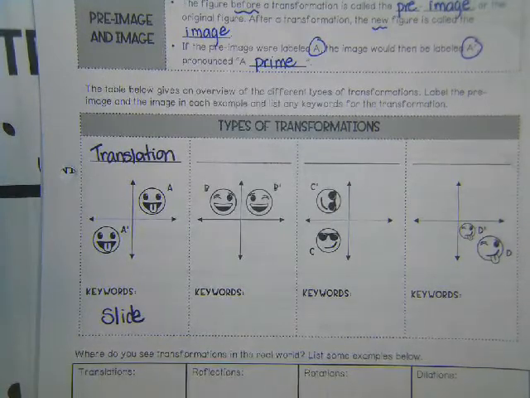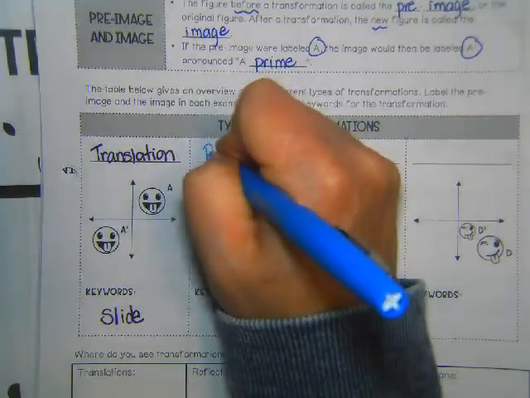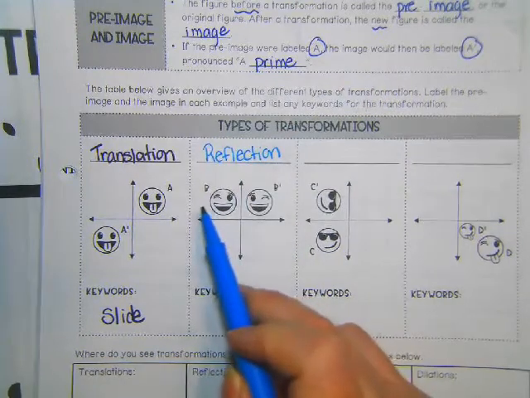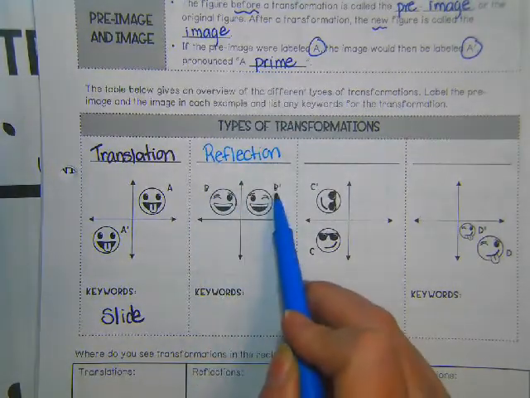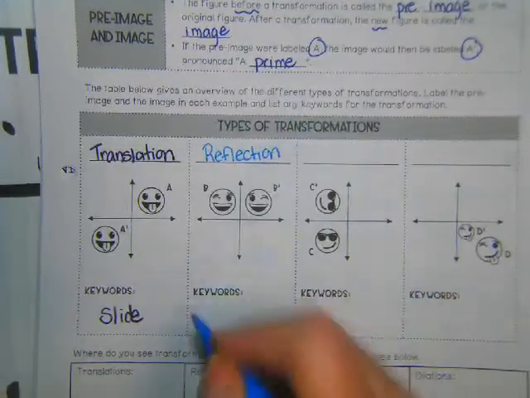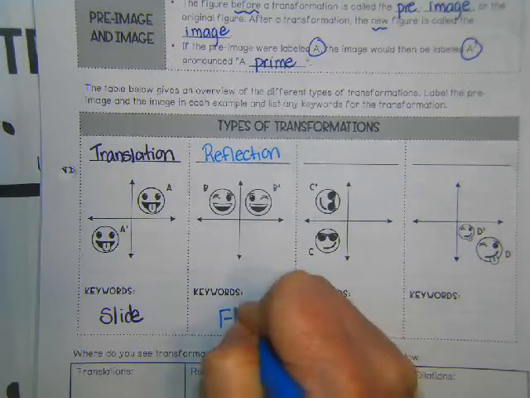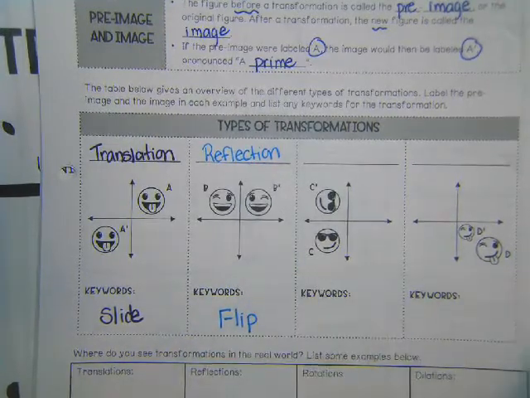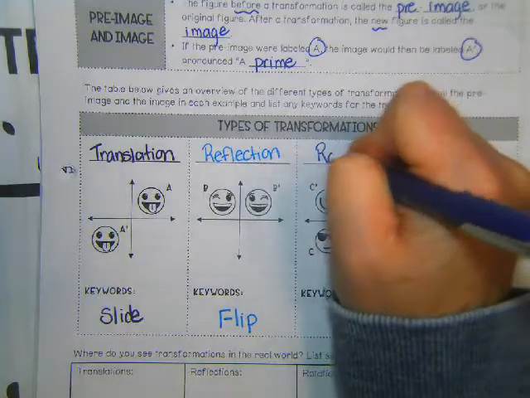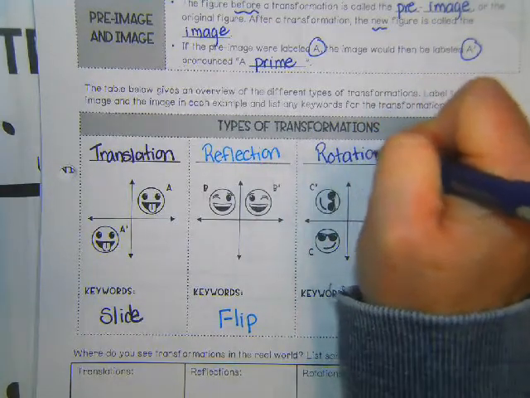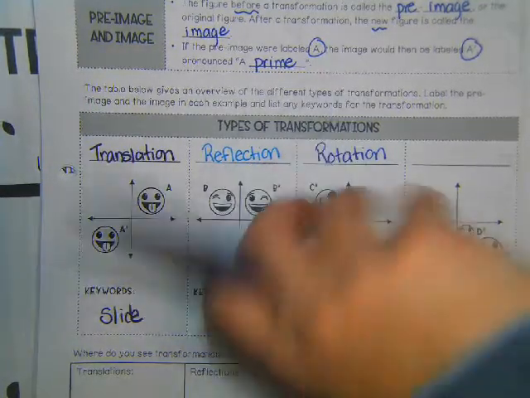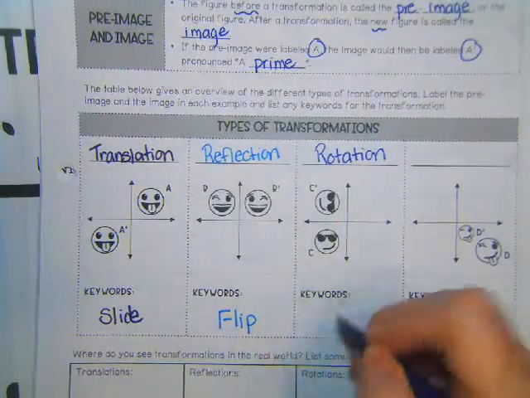The next one is a reflection. Okay. So note right here, this is the pre-image. This is our image. What we did in this one is we just took the original shape and flipped it over. So our key word this time is going to be flip. The next one is a rotation. Here is our pre-image. Here is our image. You can see, so the key word, you're just taking it and now you are turning.